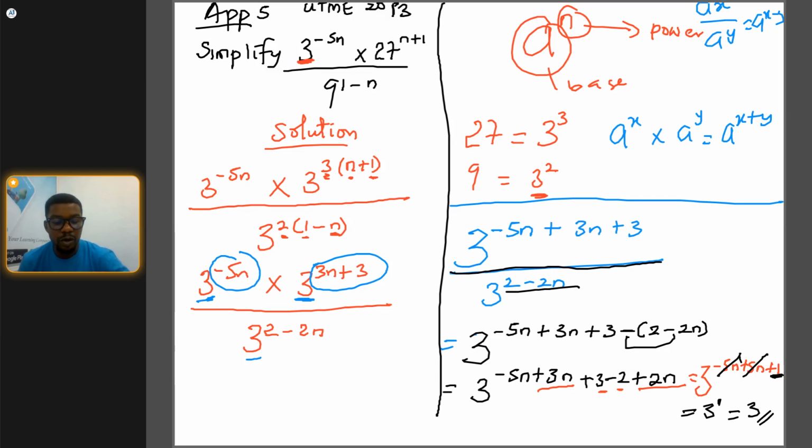Is application 5 clear to us? Waiting for your response. If yes, thumbs up, so we move on to application 6. If you're online and you are following me, if application 5 is clear to you, thumbs up. If you have any question based on this also, do well to signify and drop your question in the chat box.